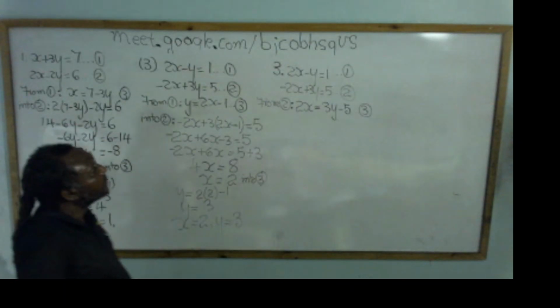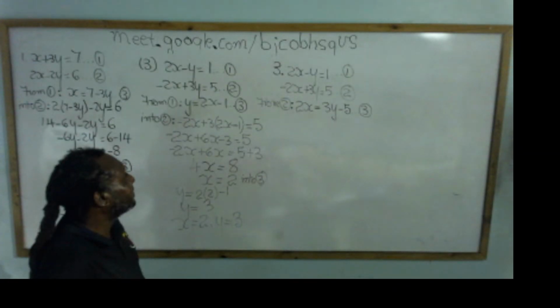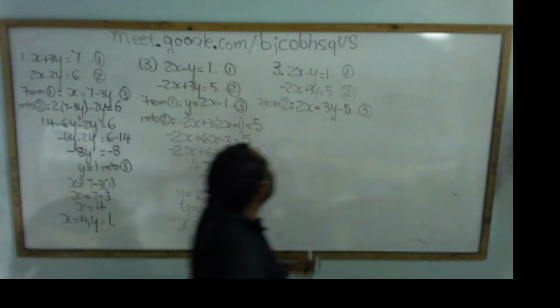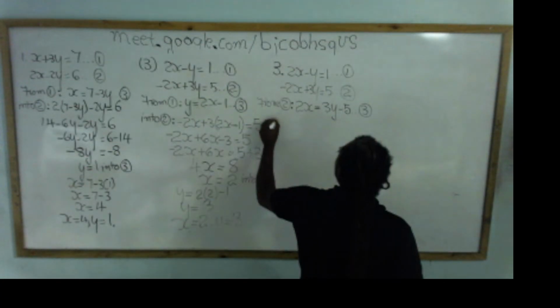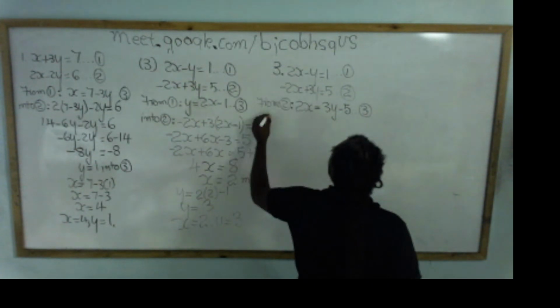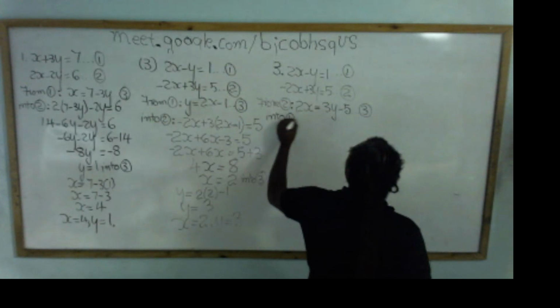So from equation 2, 2x is equal to 3y minus 5. That's equation 3. And we're going to put that into equation 1. When we put that into equation 1, what do we have?